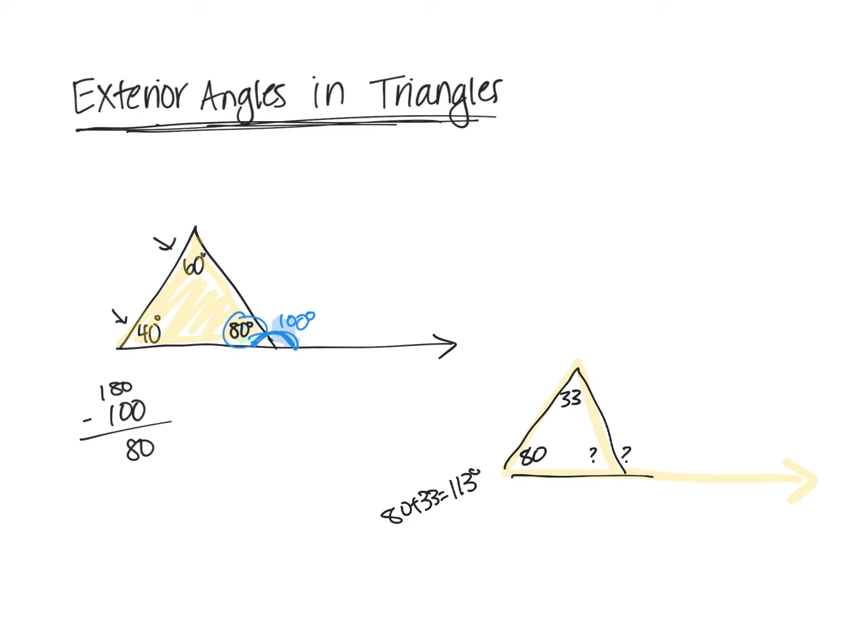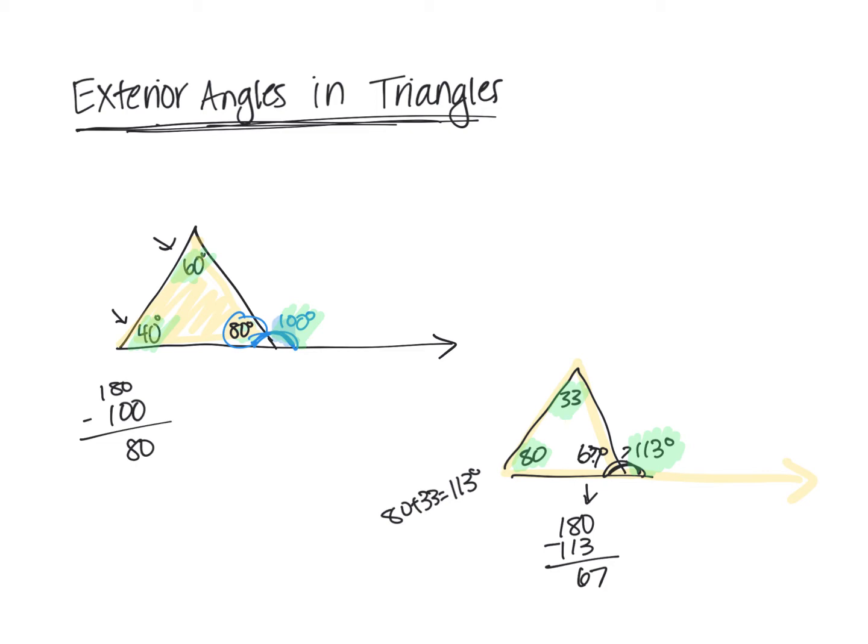Okay, so now if I want to find that question mark here, I'm going to do 180 take away 113. So if I do 180 take away 113, I end up with 67. So this angle here is 67 degrees. Okay, now if I want to find this one, I'm going to do 180 take away 67, which is 113. Now I want you to think, do you notice anything about these two remote interior angles and this exterior angle?